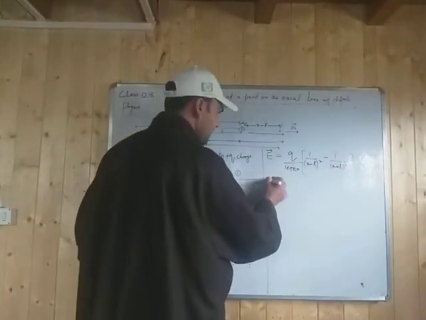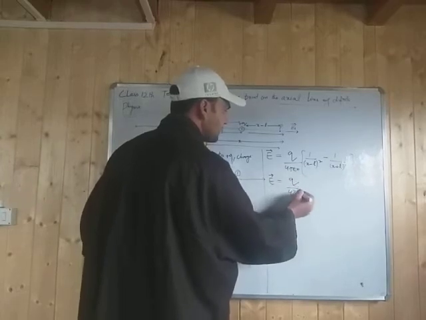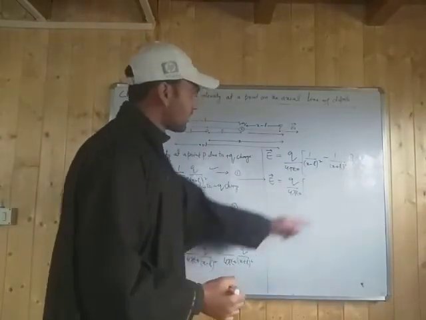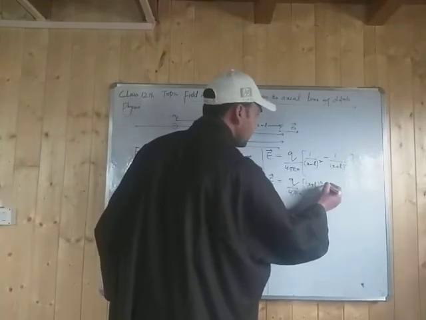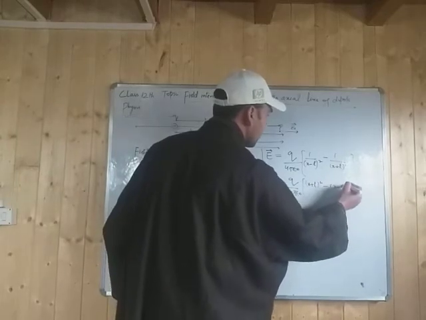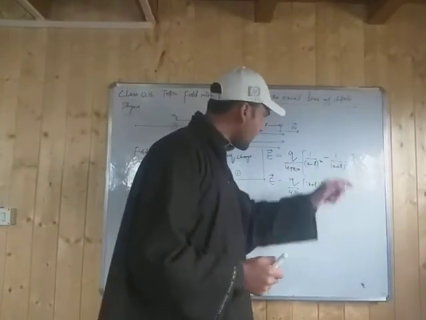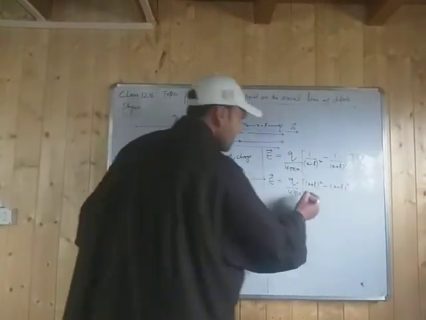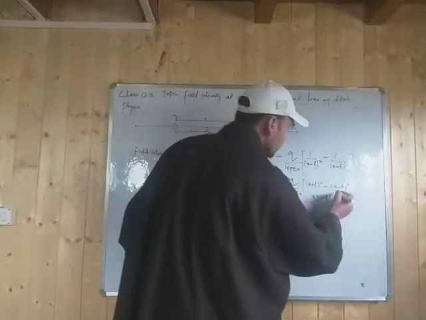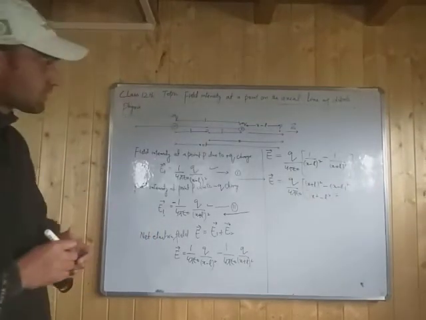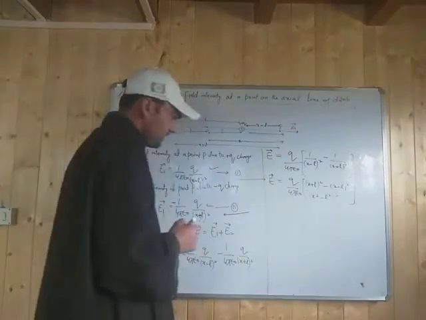Or we can write the total electric field as Q divided by 4 pi epsilon naught into, cross multiplying, (x plus L) whole square minus (x minus L) whole square, whole divided by (x minus L) into (x plus L). This will be x square minus L square, since we have (a plus b) into (a minus b). So this is whole square.